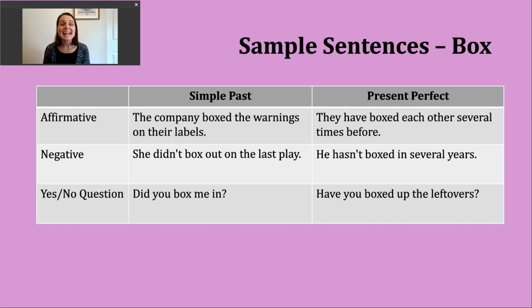Now, if you want to make a negative simple past tense sentence, you should use did not and then the base verb. So we're not using that ed ending with the negative. An example of that: she didn't box out on the last play. So here, again, maybe we're talking about basketball or hockey, but it's going back to that idea of positioning yourself in front of another player.